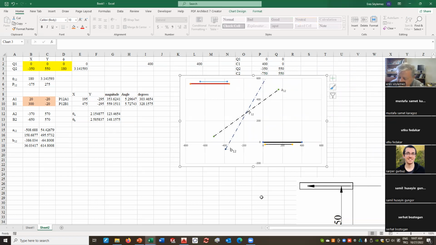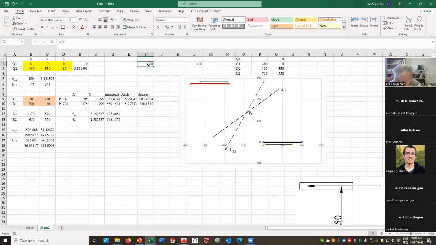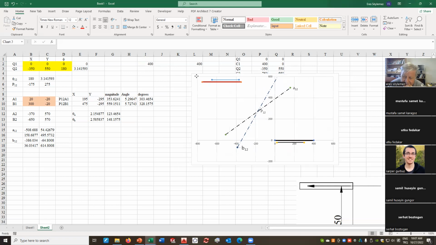Is that okay, hocam? Yes. Increase this length. What I have done is I have taken 400 units to the right and to the left of P12 this time. Is that okay? But if you want to make it infinite, of any length, make it a million. I don't care. That's the only way I can tell you.